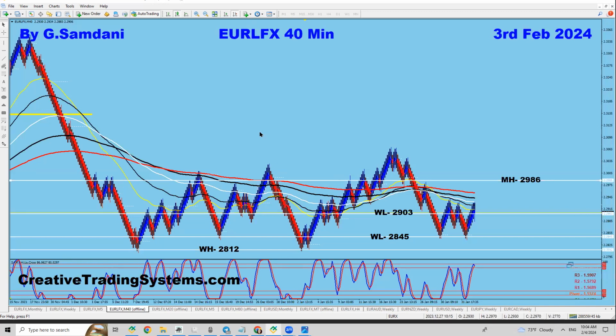Now, the euro pairs, right? EUR-AUD, EUR-USD, Euro-Yen, Euro-CAD, Euro-NZD. I'm looking at those pairs based on the other currency, not the euro, because the euro is just neutral, it's just ranging, right? So forget about the euro.